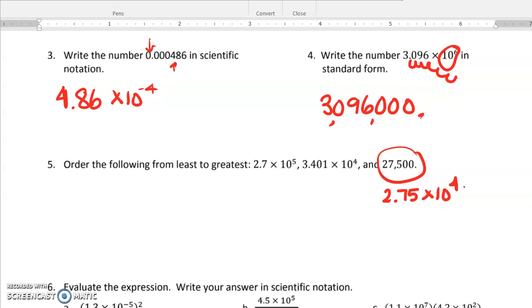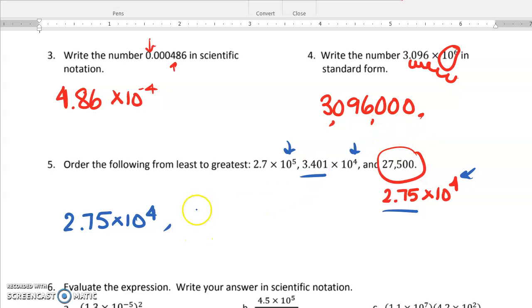At this point, all we have to do is look at the exponents with the 10 to tell us which number is the least or the greatest. So, we've got exponents of 5, 4, and 4. One of the 4 exponents is going to be the smallest number, so now we have to look at the number that goes with it. 2.75 is less than 3.401. Therefore, our least number, our smallest number, is going to be 2.75 times 10 to the 4.